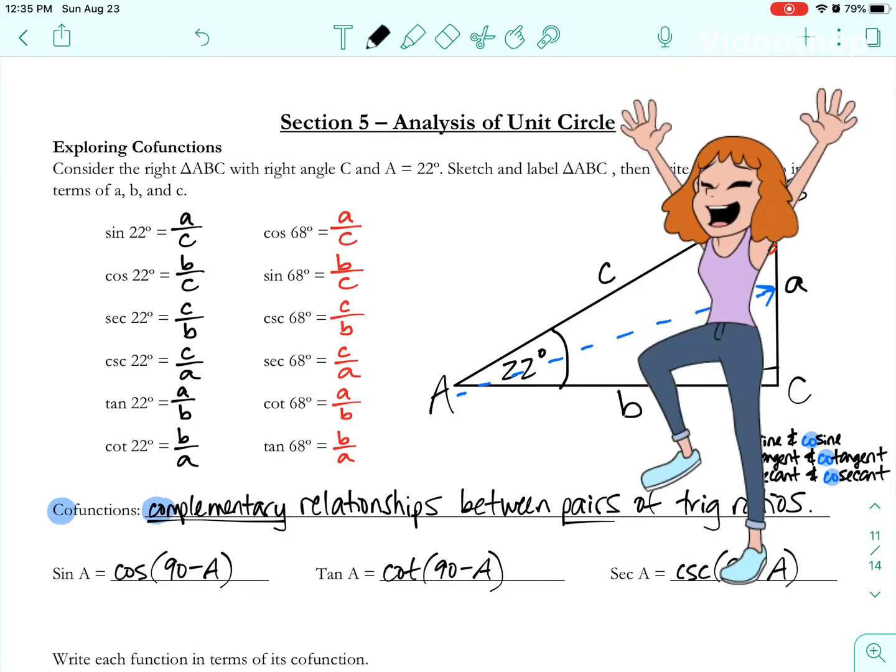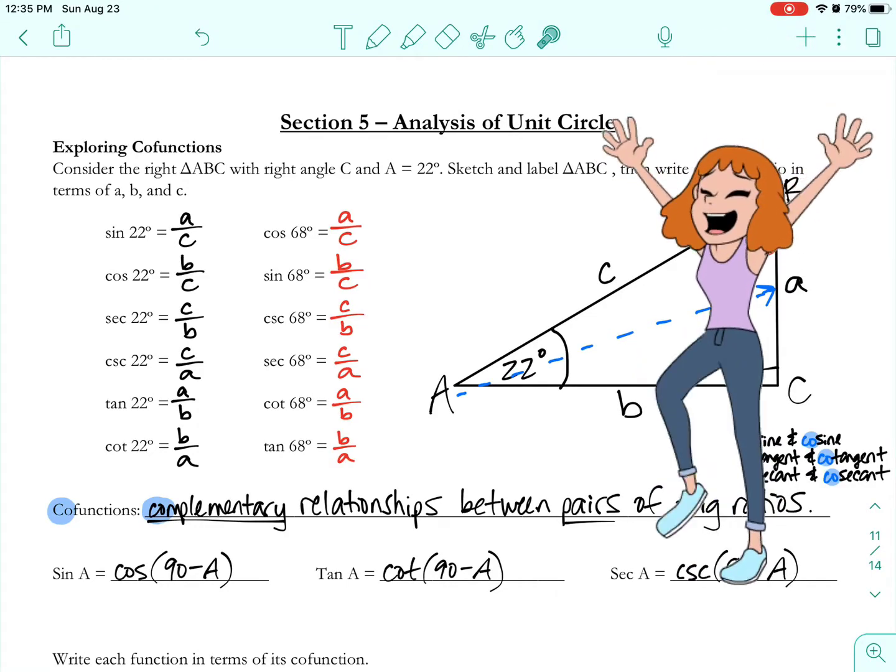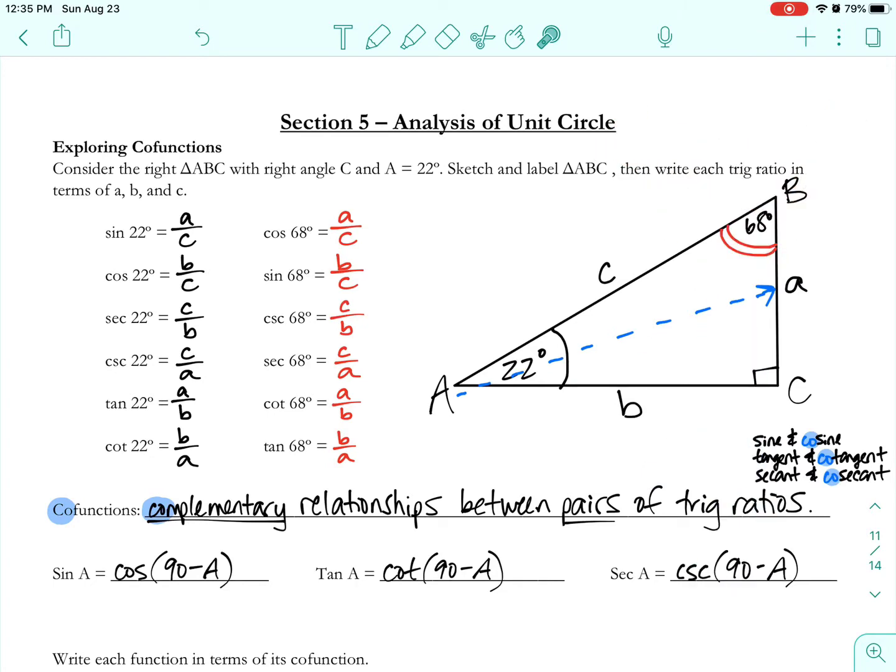Okay guys, we've got section 5. Hey, this is our last section of the chapter. You guys have made it through your first chapter of completely remote learning. This is amazing. Section 5, we're still talking unit circle stuff.